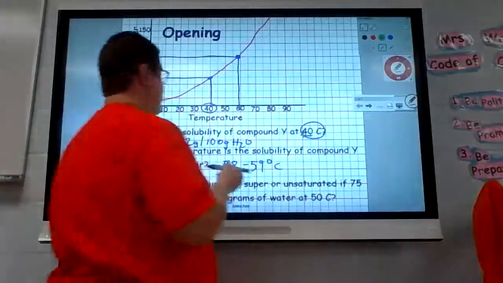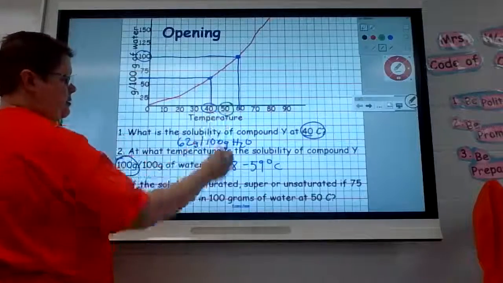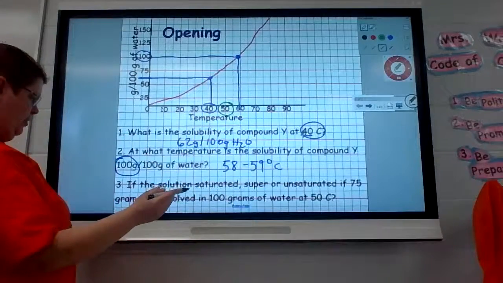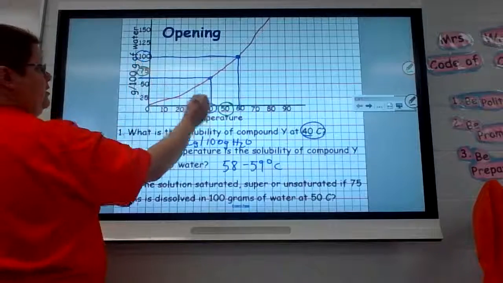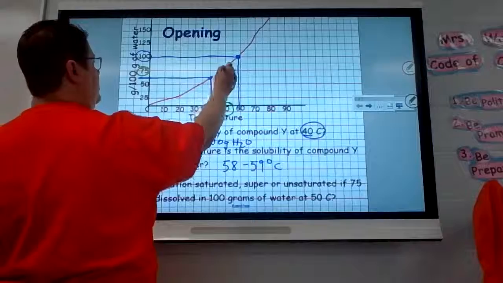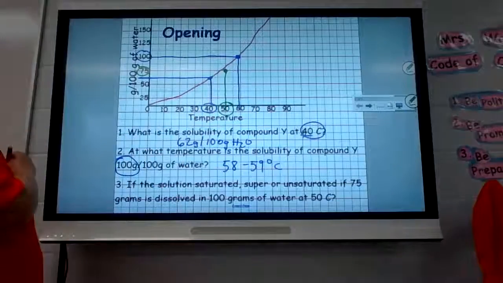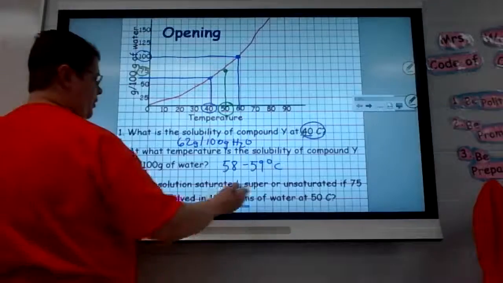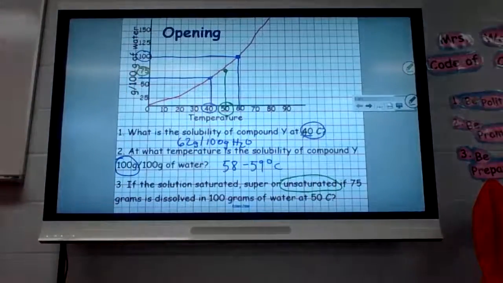All right, so change colors here. We have what temperature? We got 50. And what's in my 100 grams? 75. So 50 and 75. Looks like it's going to put me about right there. So what is it? Unsaturated. I agree. Unsaturated. Any questions about using a solubility graph? Feel okay about that? Yes.